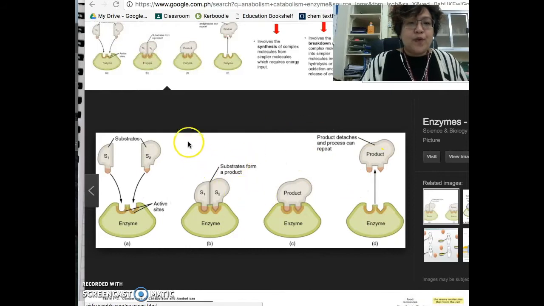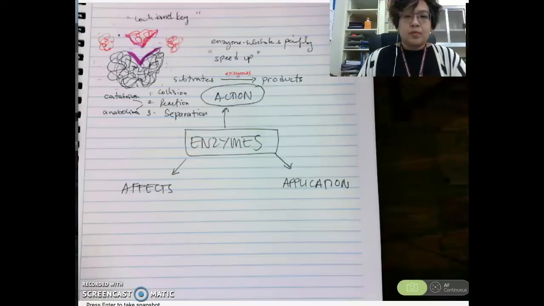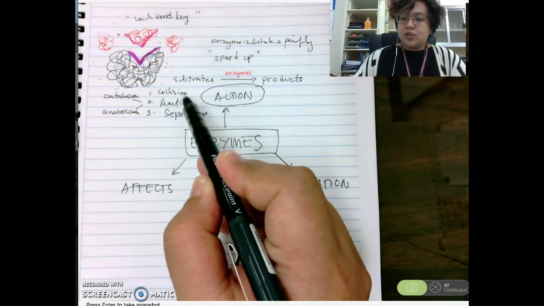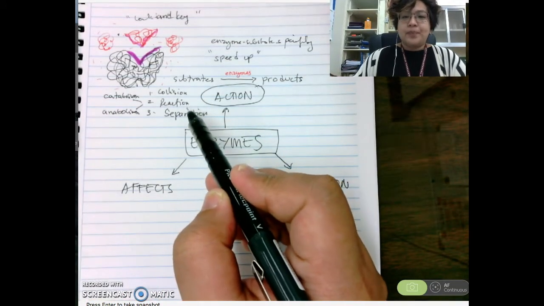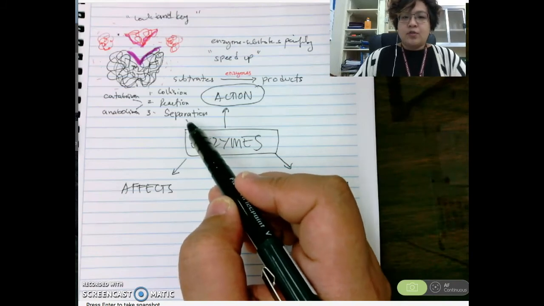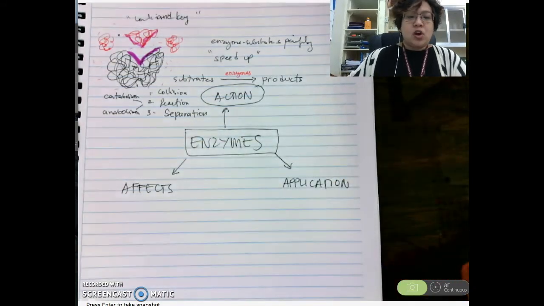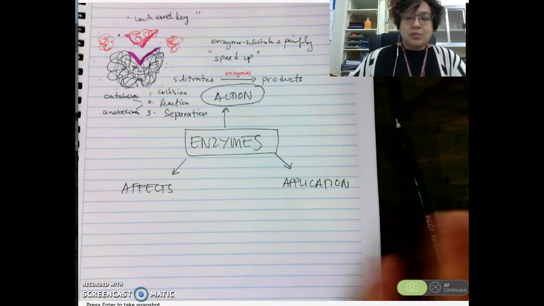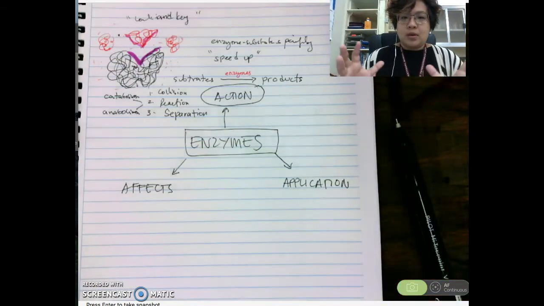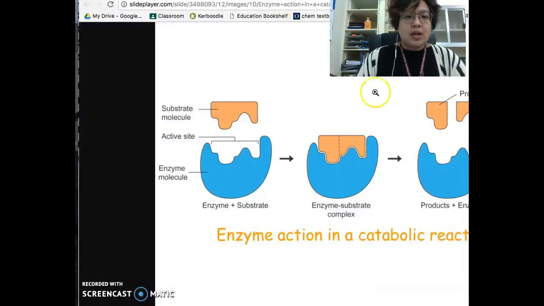You're forming a product from two different substrates. Okay, so again, the 3 steps for an enzyme activity is it needs to collide, there will be a reaction, and your products will separate from your enzyme. So what we just saw was how enzymes anabolize or help form a product.